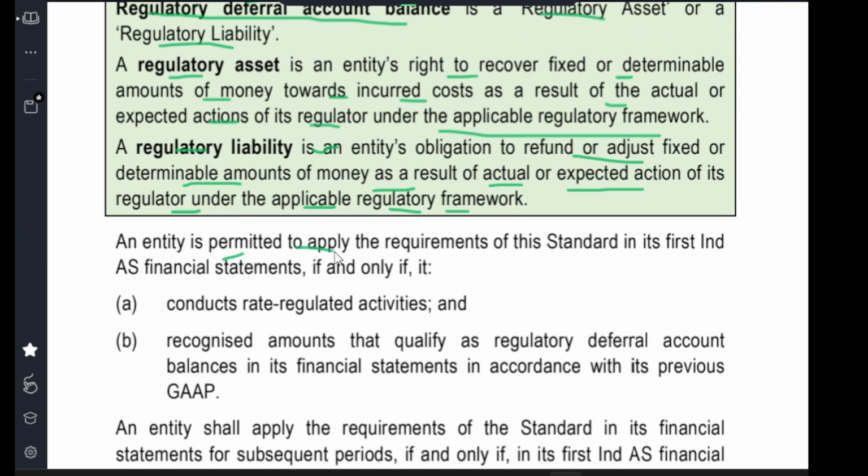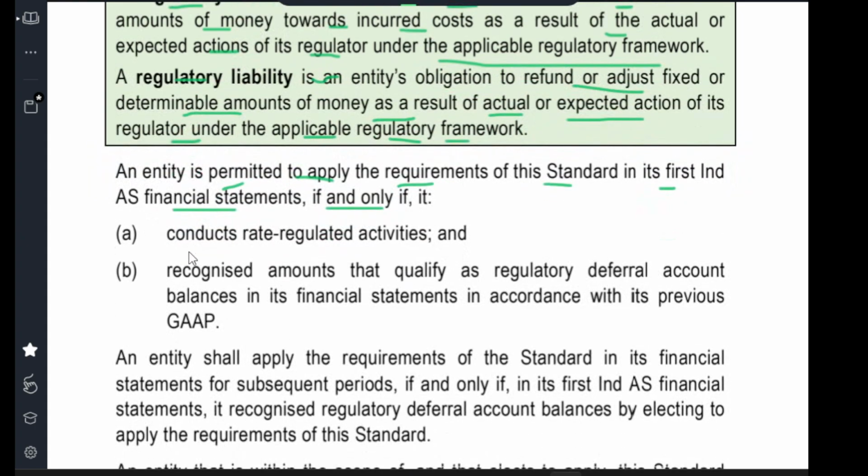An entity is permitted to apply the requirements of this standard in its first Ind AS financial statements if and only if it conducts rate regulated activities and recognizes amounts that qualify as regulatory deferral account balances in its financial statements in accordance with the previous GAAP. So it must conduct rate regulated activities. The Ind AS is applicable only when the entity has such rate regulated activity.